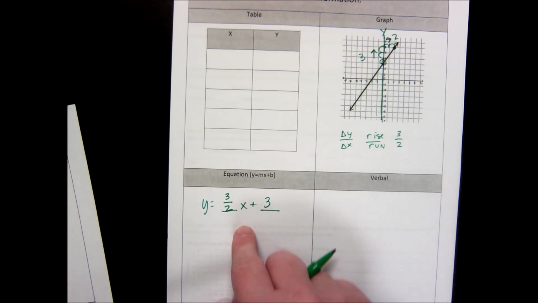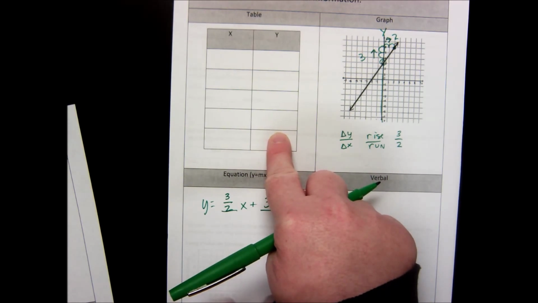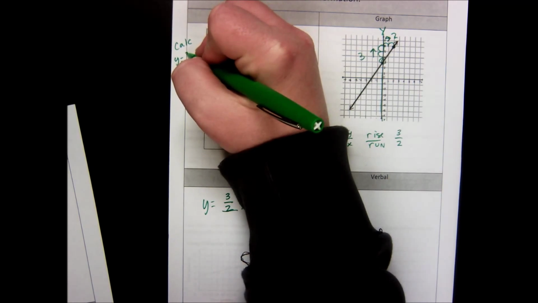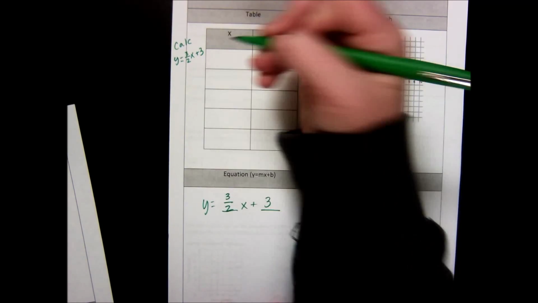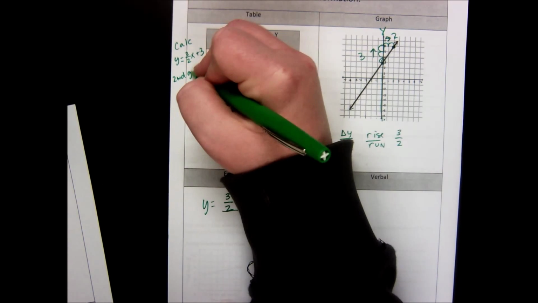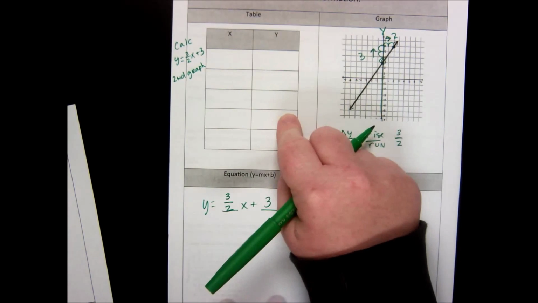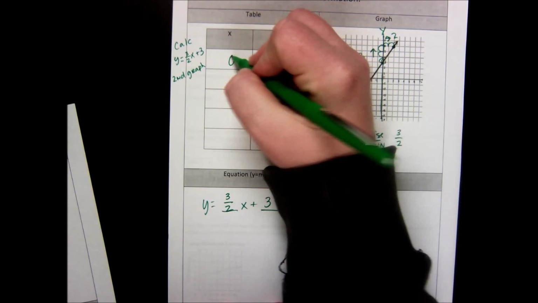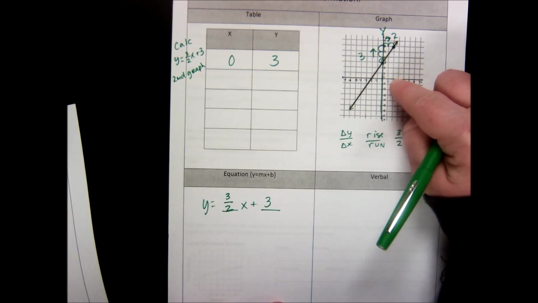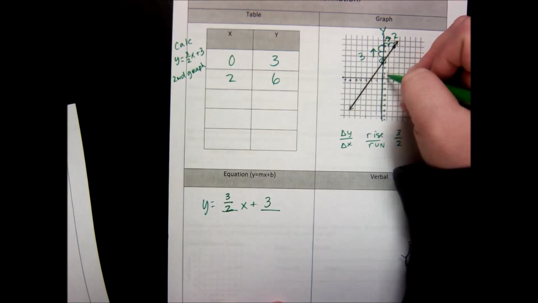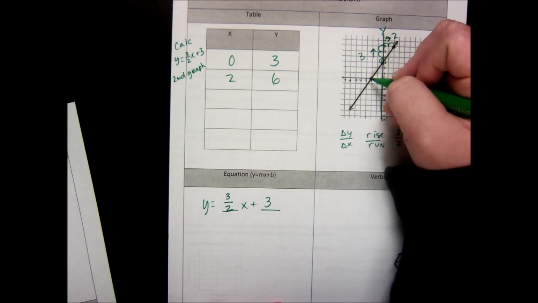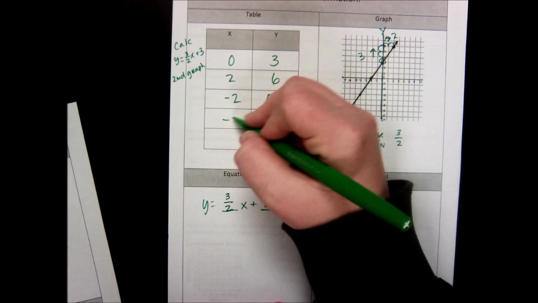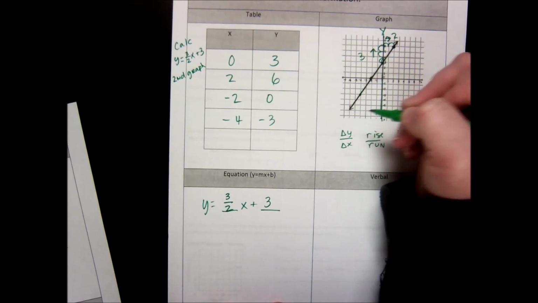So from the equation, I can either make the table by putting it into the y equals part of my calculator. So in the calculator, y equals 3 over 2x plus 3. And then go to second graph and look at the table and fill in this information. If not, I can just use points from over here or plug in points right here. So I'm going to use 0, 3 as one of my points. I have a point at 2, 6. I have a point at negative 2, 0. I have a point at negative 4, negative 3. And negative 6, negative 6.